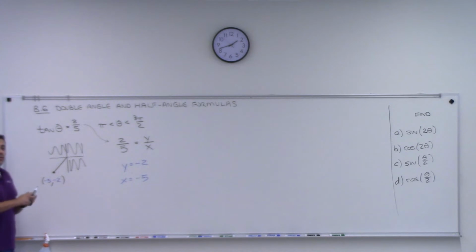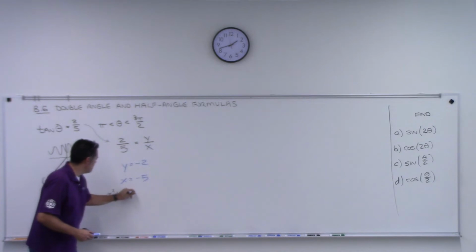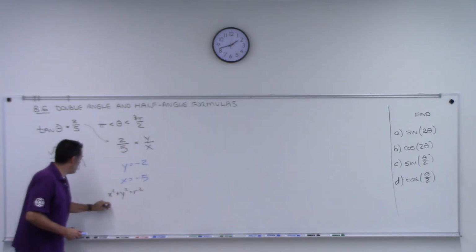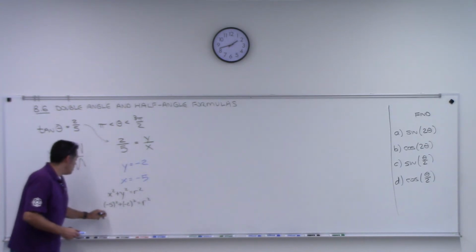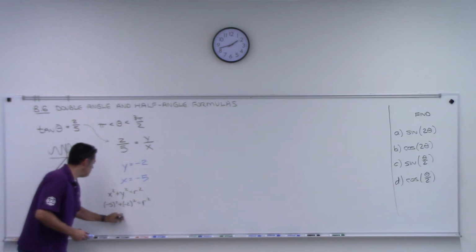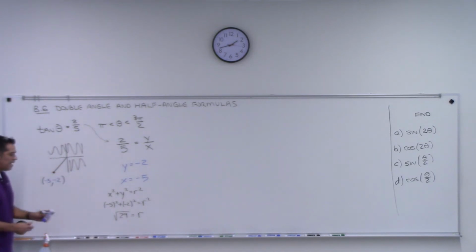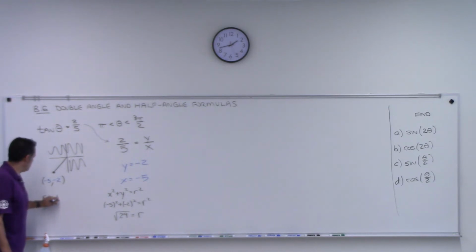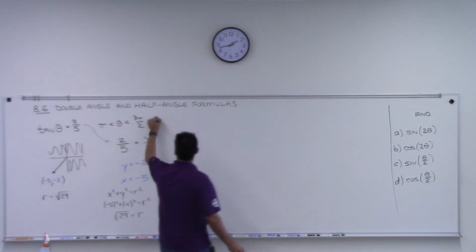Now once you have that, you can find r, right? So using x squared plus y squared is r squared, we get -5 squared plus -2 squared is r squared. 25 plus 4, 29 is r squared, and I take the square root on both sides. Am I moving too fast there, or is that all right? And I didn't take the negative, because r is always positive, right? So now we know r is root 29. And once we have that, we can talk about all the trig function values for theta.